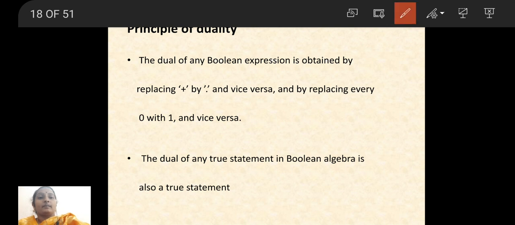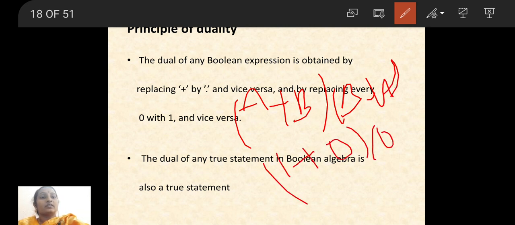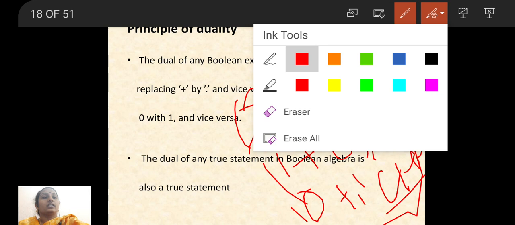For example, A plus B and B plus A. For example, here A it is 1 and B it is 0. In dual, 0 is replaced by 1 and 1 is replaced by 0. So in this way we can simplify the expressions.